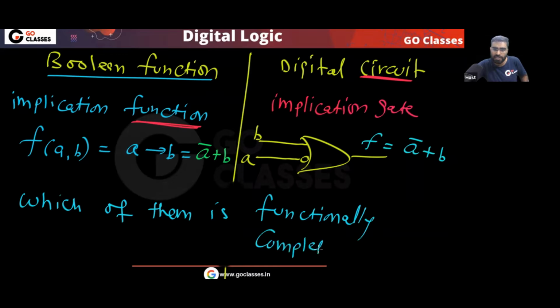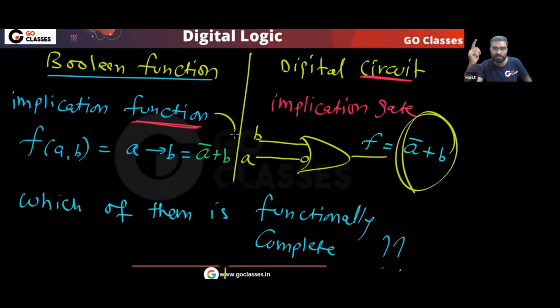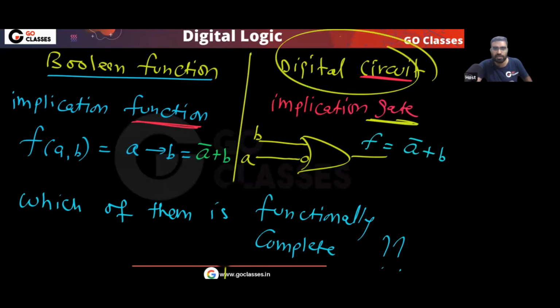See, you might be thinking, sir, both are same. This and this, they are same. But what is the difference? The difference is this is a circuit. So when you discuss circuits, then 0, 1 signals are available to us.